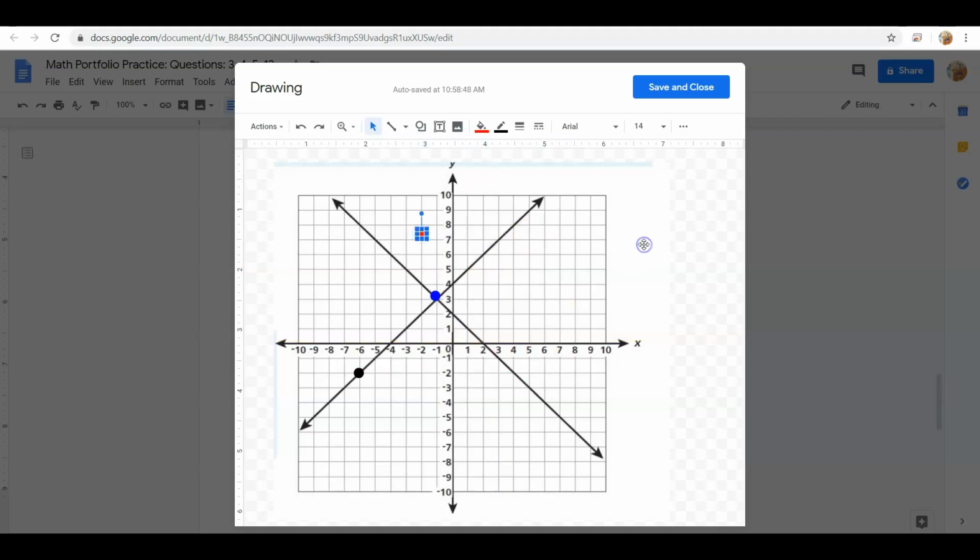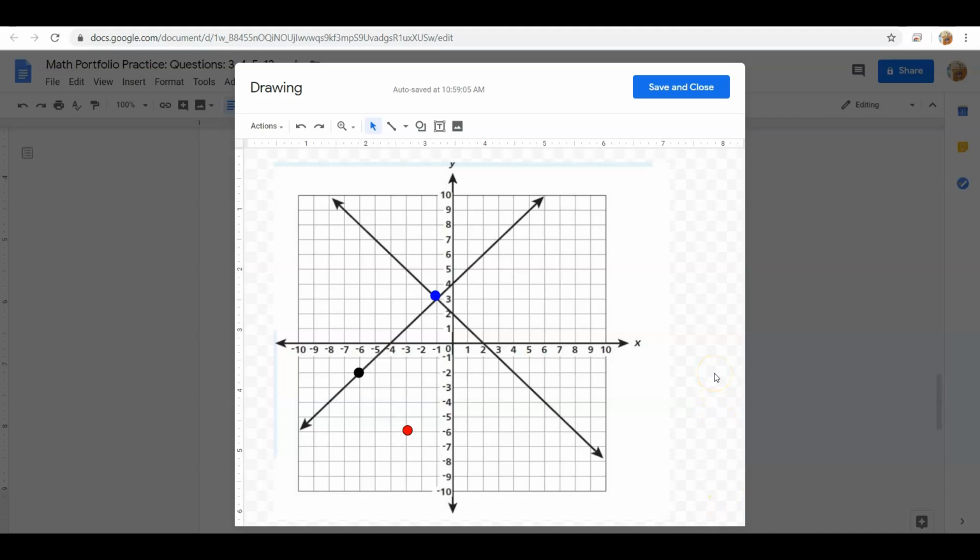Right there is not on the line. Right there. Whoa, don't want to do that. Right there would not be a solution because it is not on the lines. So anywhere on this graph that is not on either of the two lines, you will be able to plot a point that is not a solution to these two equations.